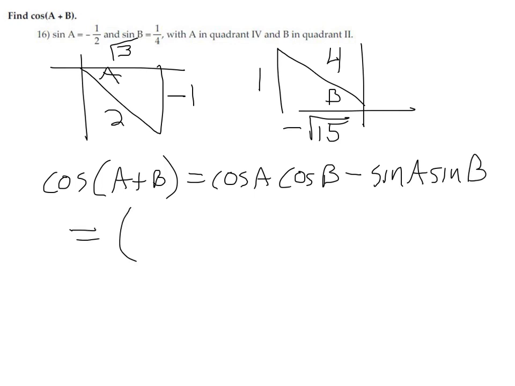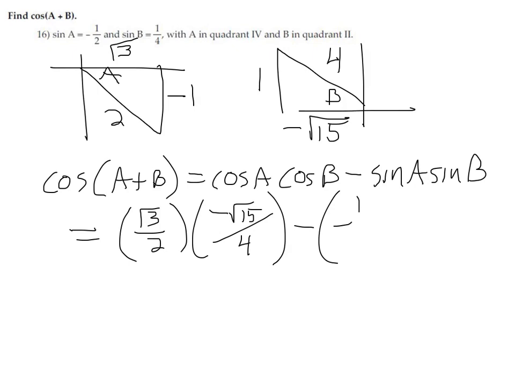Now we know cosine A. Cosine A is adjacent over hypotenuse, square root 3/2. Cosine B is its adjacent over hypotenuse, negative square root 15/4. Sine A was given, and sine B was given. Not that you couldn't still do sine A is opposite over hypotenuse, and sine B is opposite over hypotenuse. Of course that works.